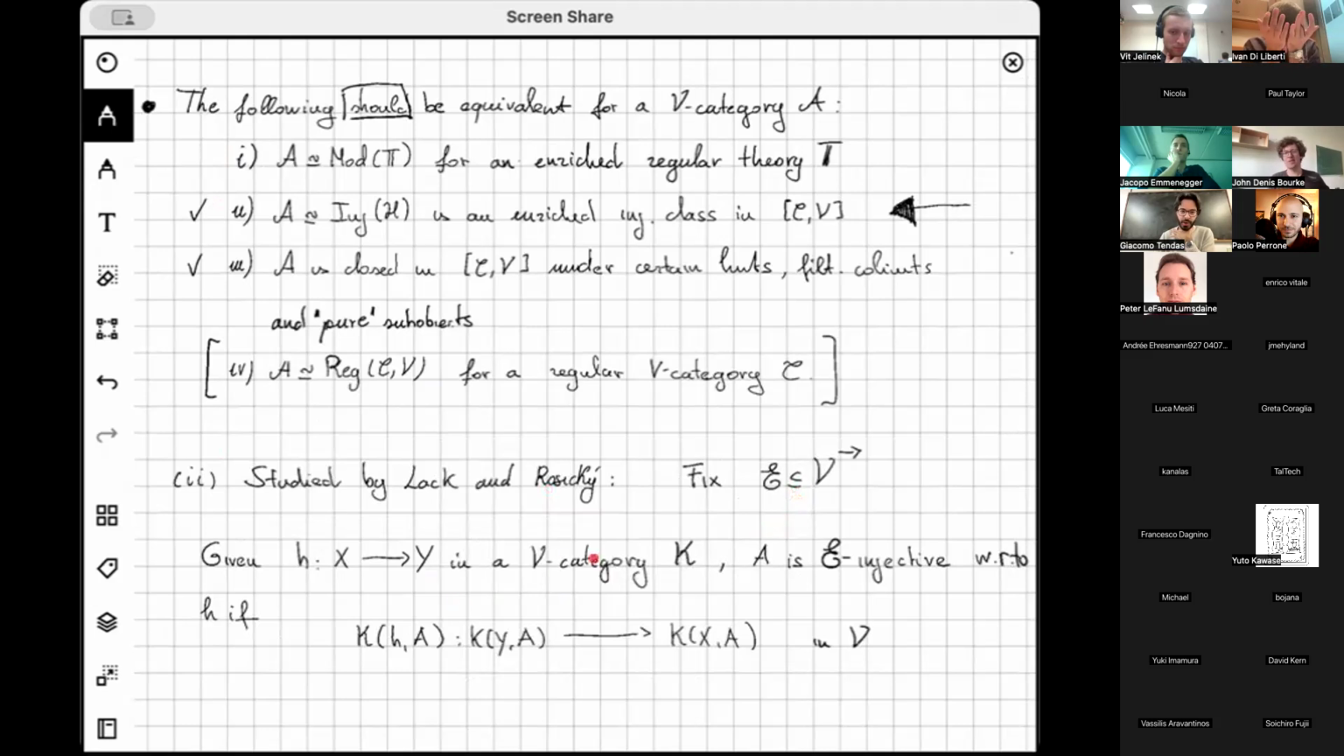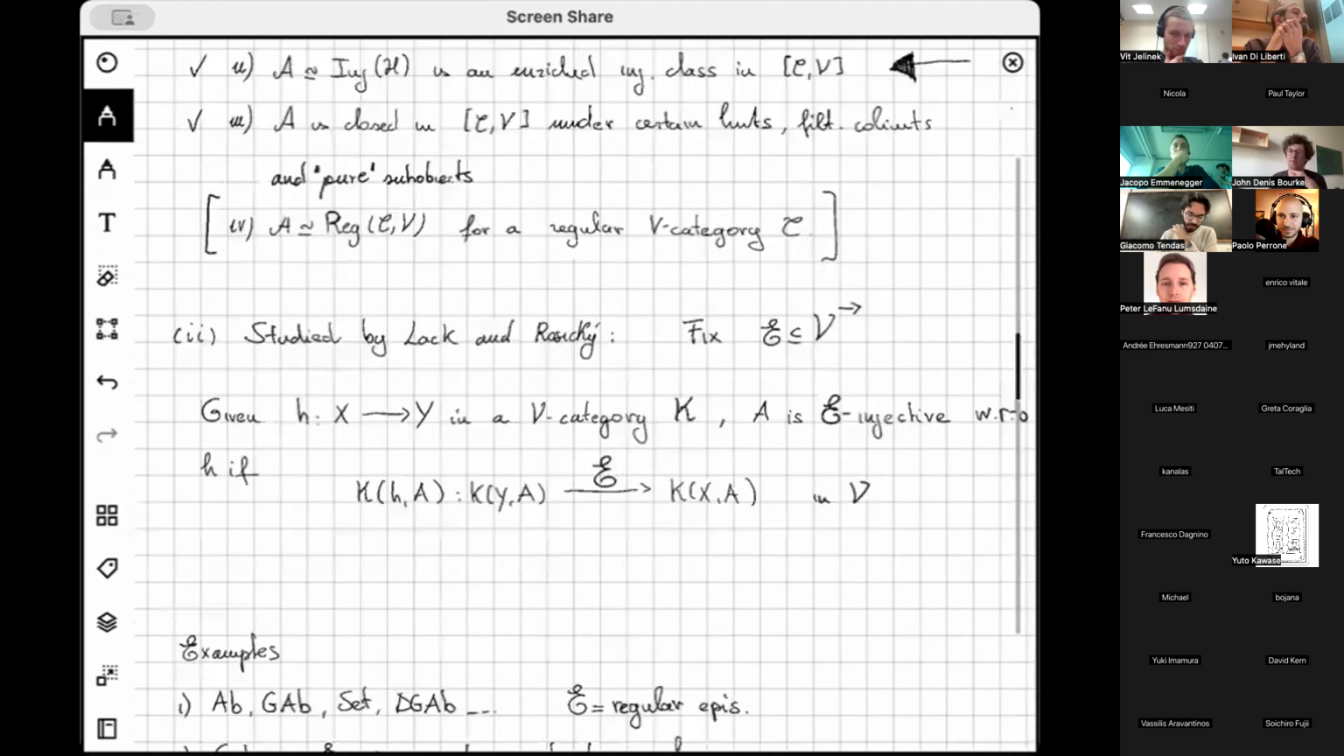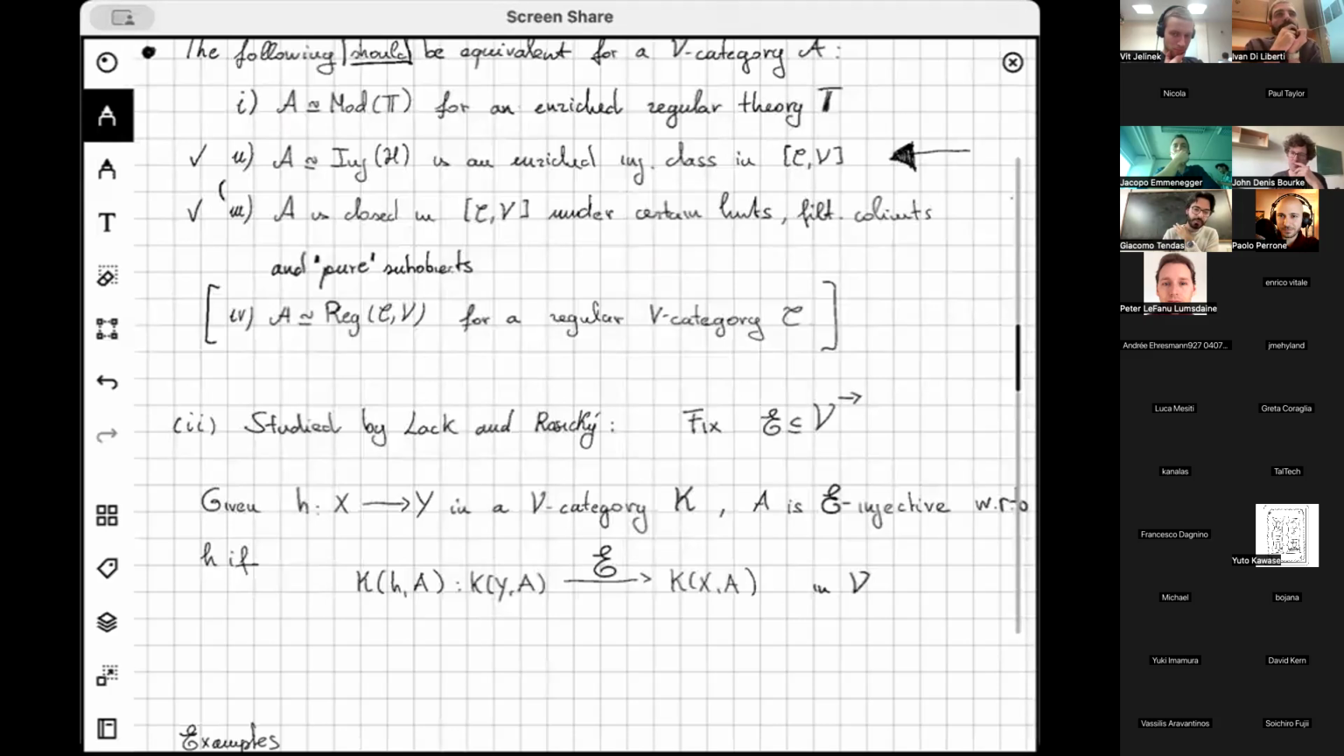And then you define injectivity exactly as previously, with respect to E, by saying that an object is injective with respect to an arrow if homming out of that arrow gives you a map in E. And that's what Lack and Rosický studied, and they also proved something connecting 2 and 3, and Rosický also proved something connecting 2 and 3.